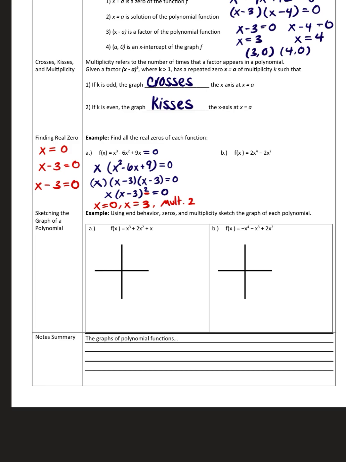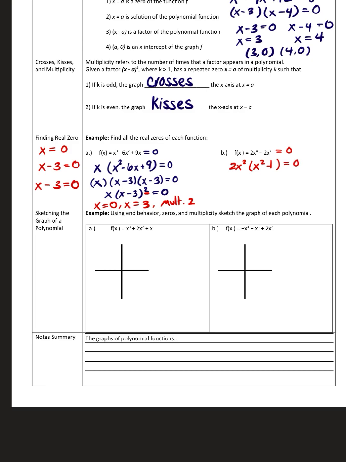All right, so let's look at another example. I'm going to set this equal to 0, and look to see what I can pull out of each of these terms. Out of 2x to the power of 4 minus 2x squared, I can pull out a 2x squared. That's going to leave me with an x squared minus 1. I'm going to set it equal to 0 again.